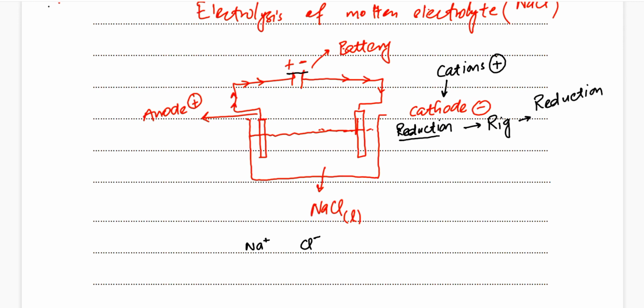RIG is the mnemonic to understand. Reduction is a gain of electrons. Okay, so you can see what will happen over here. Cations, there is only one type of cation, that's sodium. Na plus will move and it will gain electrons which are being released from the cathode. So Na plus will gain an electron and it will become Na solid.